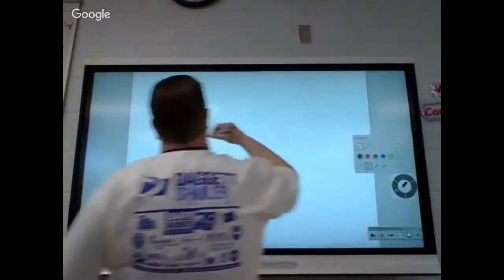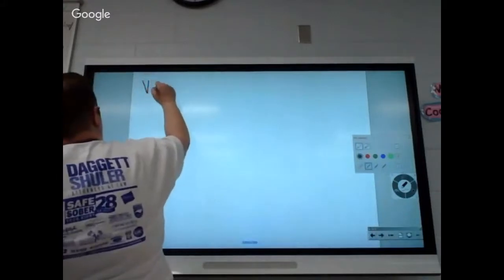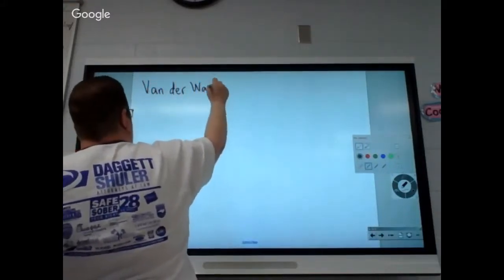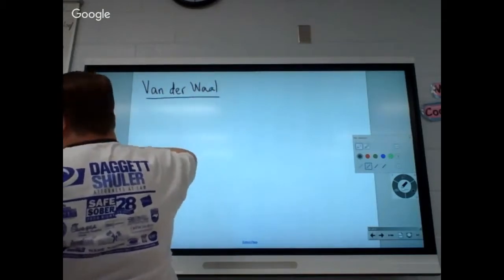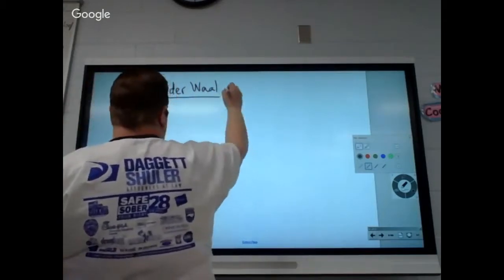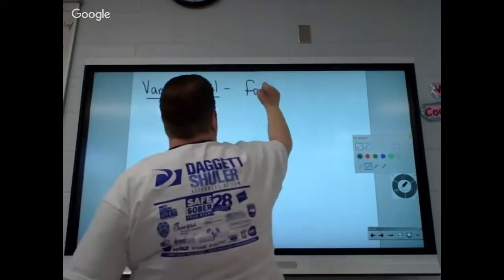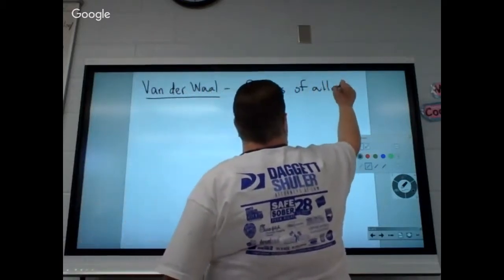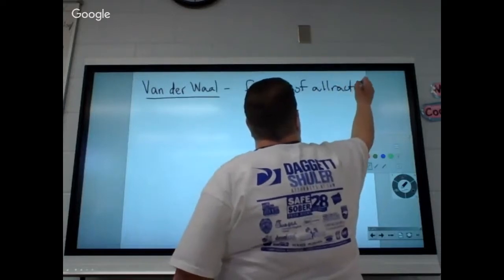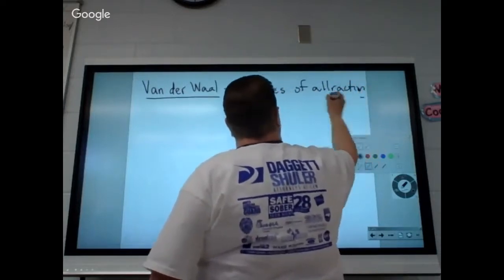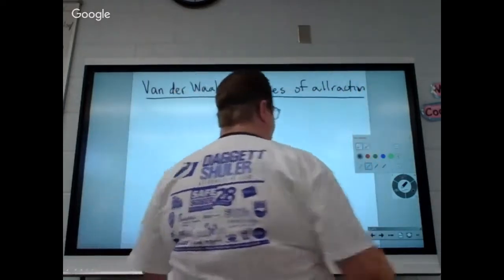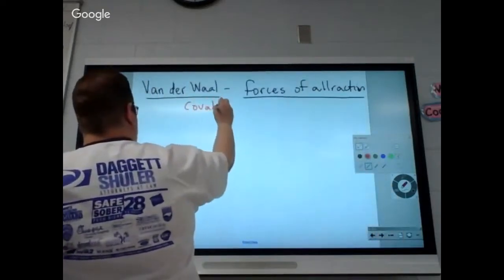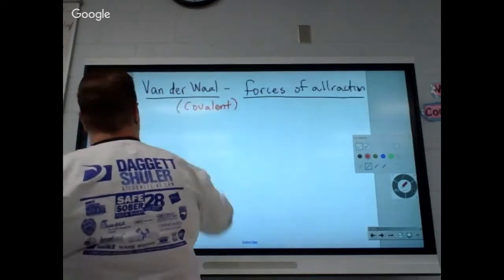All right. So the last thing we have to do, and we're probably going to have to finish this a little bit on Monday, is van der Waals forces. But we can at least get everything written down. Now, these are forces of attraction. I want you to think of these as little bitty magnets. Is this still with the covalent or is it separate? This is still covalent. Okay?